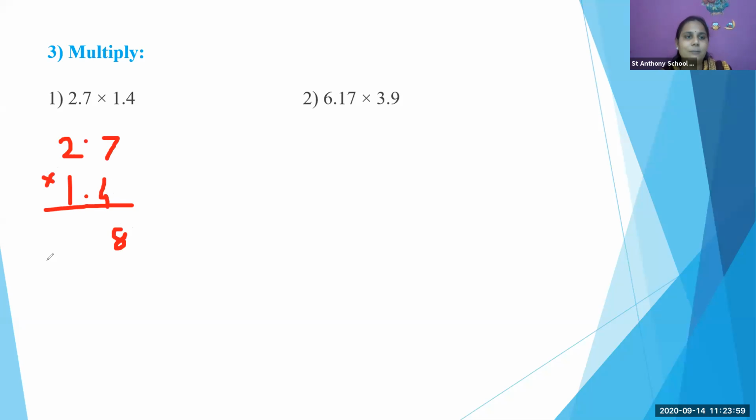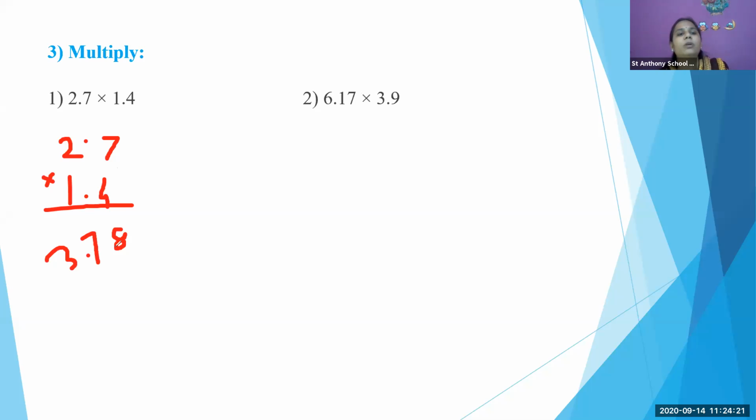What will be the answer? Yes, let me know. Now where will the decimal point be? In 2.7, one digit is there. In 1.4, one digit is there. 1 plus 1, 2.